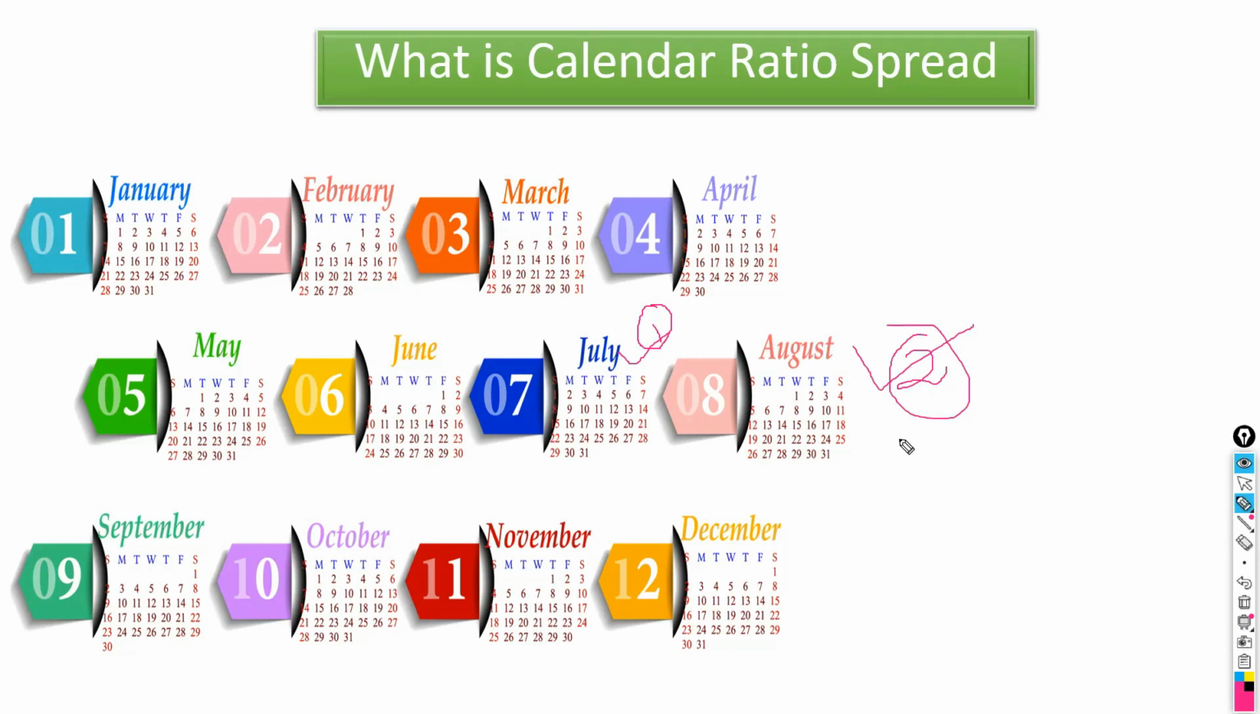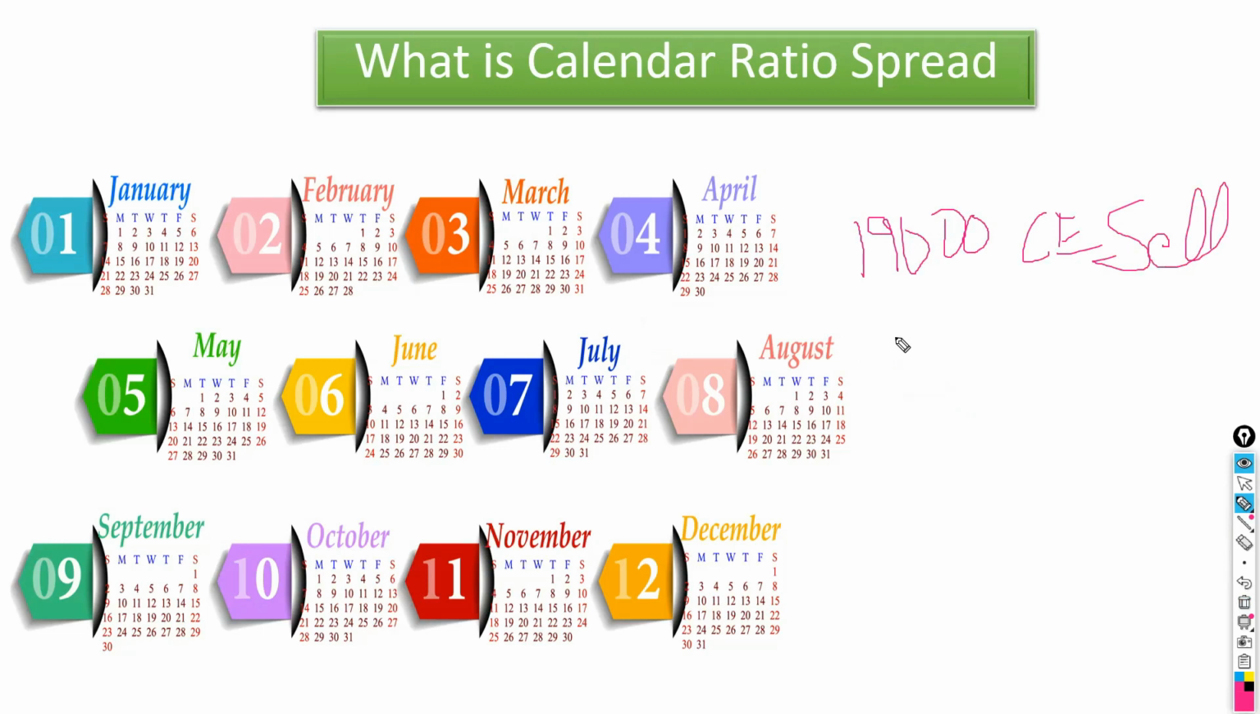A calendar trade means strikes are taken at different month expiries. Just to give you an example, in the current month July, let's say I sell the 19,000 call, and in the next month expiry, August, I can buy the 19,000 call. One transaction is to sell, one is to buy, but the same strike at different expiries. This is called a call calendar spread. So the strikes are the same.